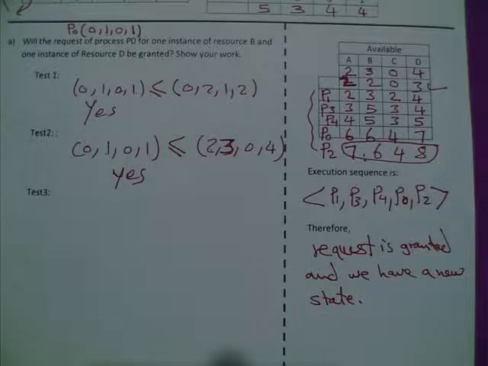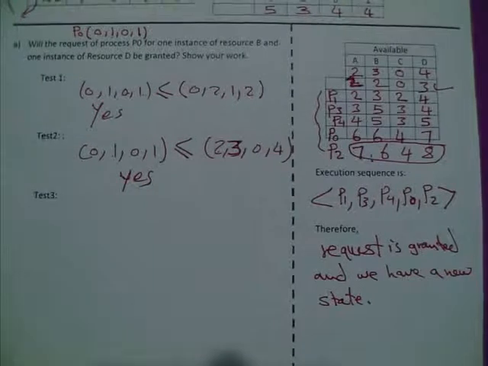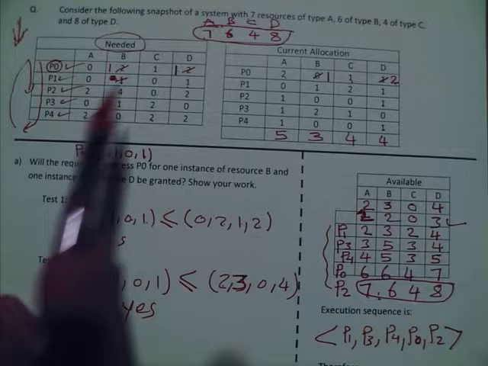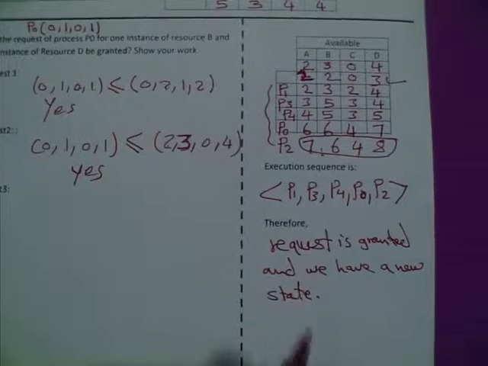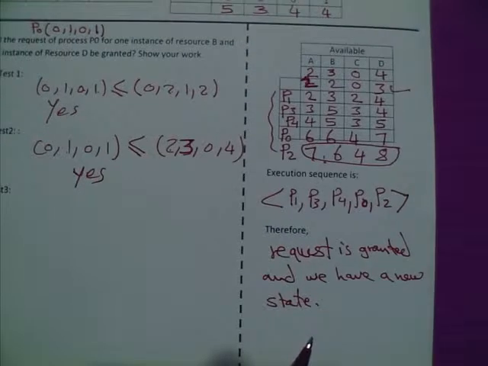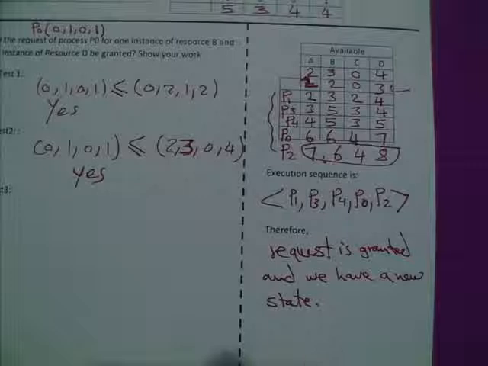So this is one of the types of questions that you will really be asked. So here, test 3, we're trying to find an execution sequence. But first, we have to formulate a new state. You can reflect it here, the new state. And if you manage to, then you say that the request is granted, and we have a new state. If not, you can say the request is not granted, the process has to wait, and we don't have a new state.